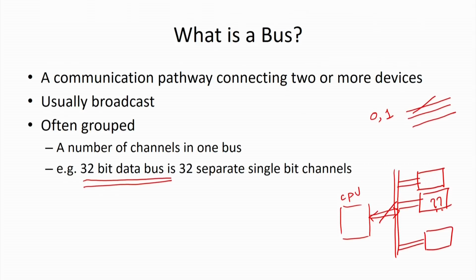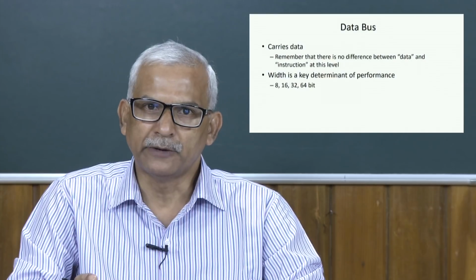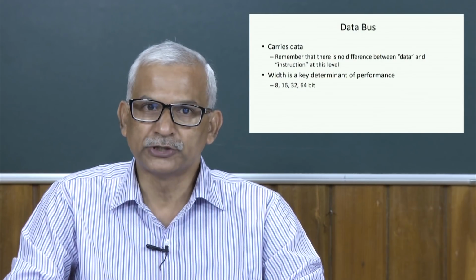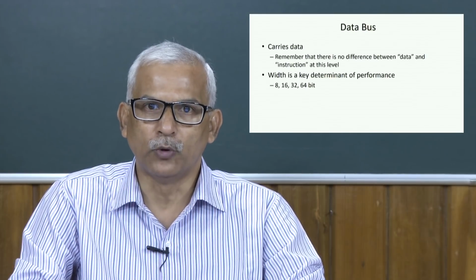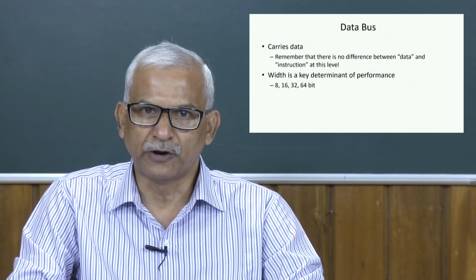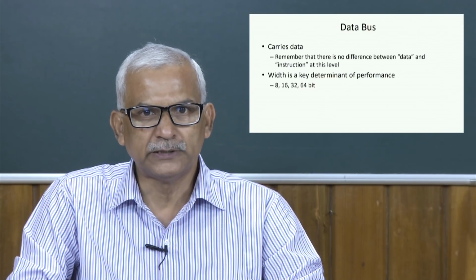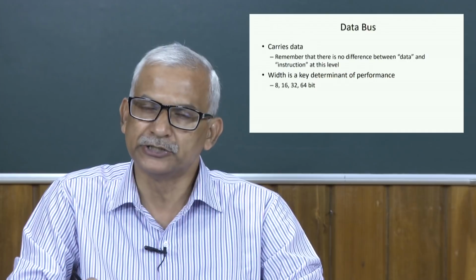So, what is a bus? A bus is nothing but connecting wires through which you can transfer information from one point to another point. Now, there are categories of bus. One is the data bus. Through this data bus we transfer data from one point to another, maybe from memory to the processor, or from processor to the memory. But when we talk about the transfer of data through our bus, at this device level there is no difference between data and instruction.